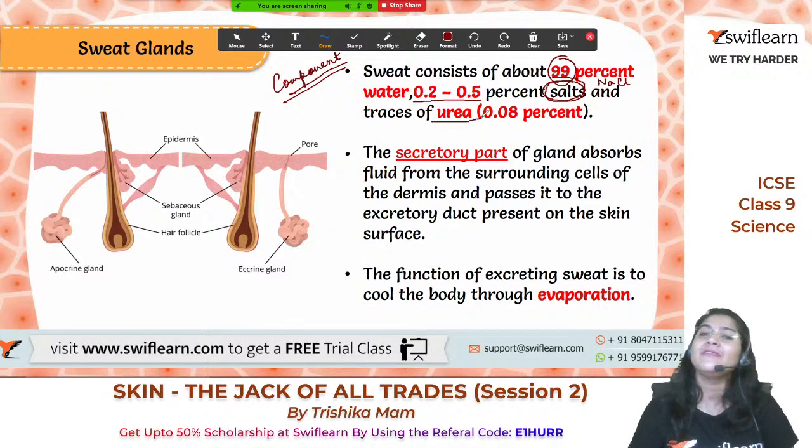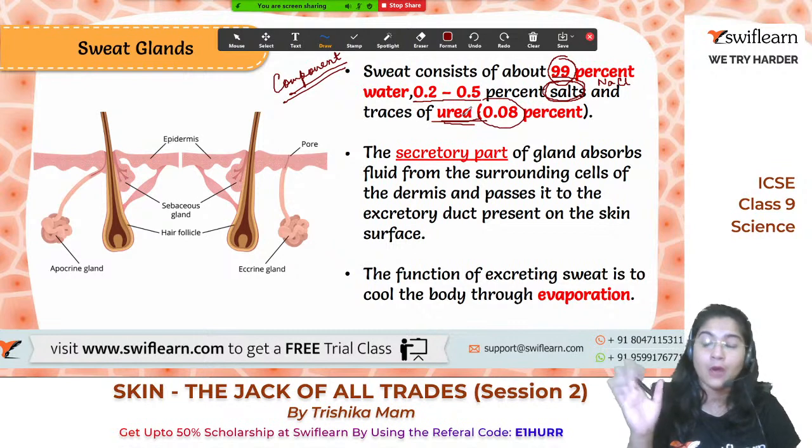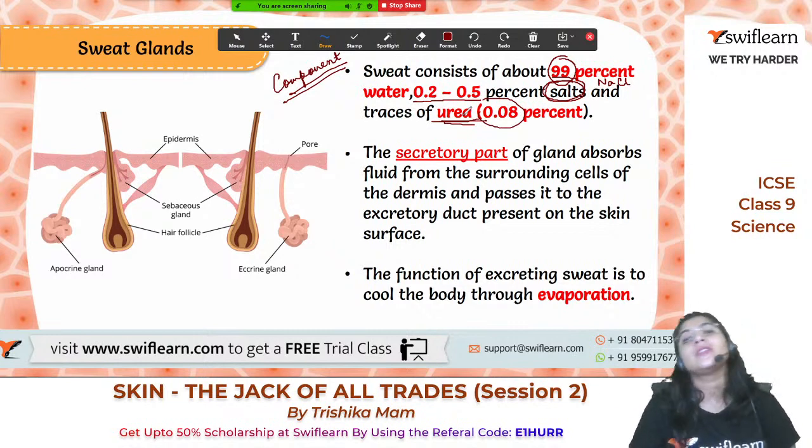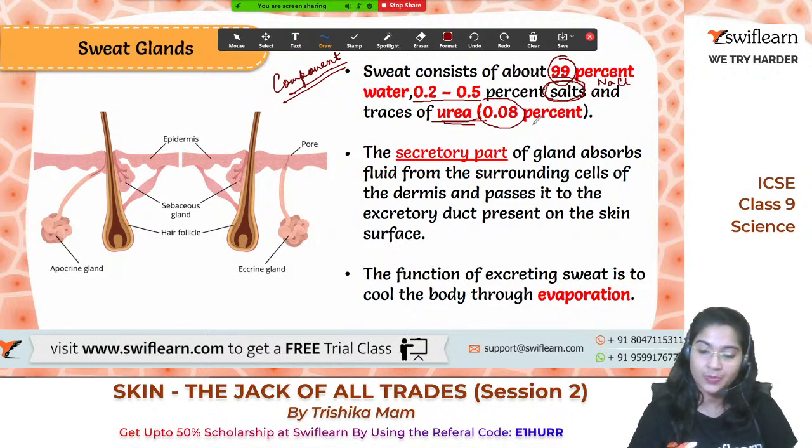And finally, very small traces of urea are also present, which is not good for our body, which is nitrogenous in nature, and 0.08% of urea also goes out of our body. So the sweat consists of 99% water, 0.2 to 0.5% other different types of salts, and urea 0.08%. Clear up to this much?